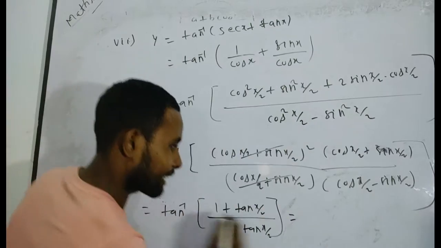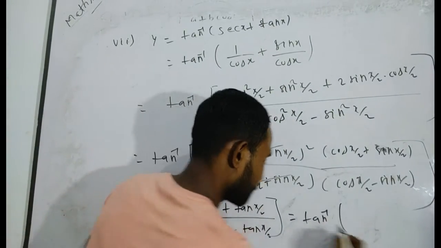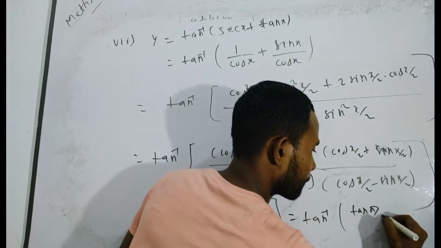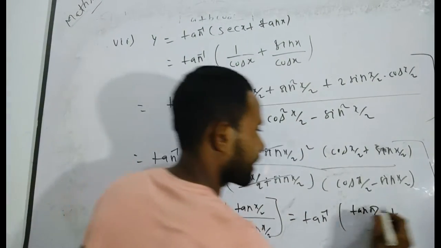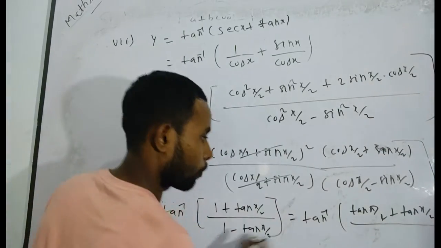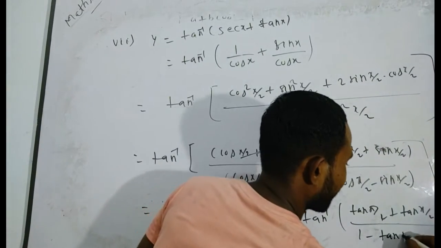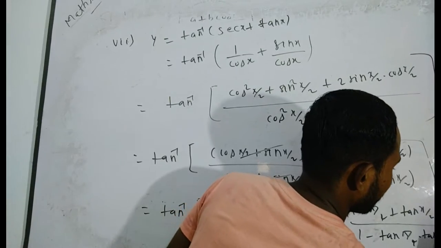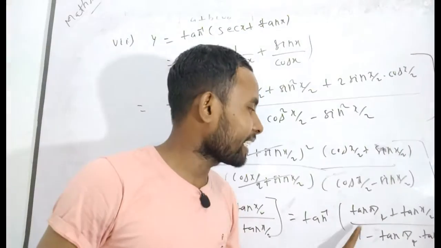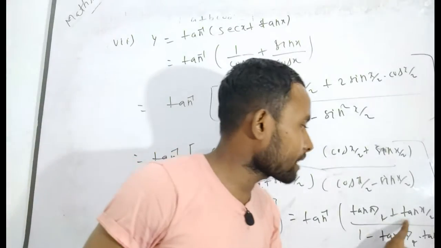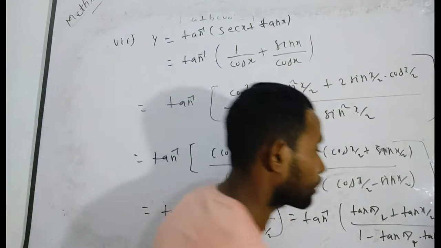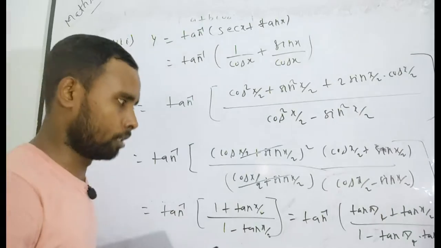And as you know that, can you write here tan inverse 1 is equal to what? Can you write here pi by 4 plus, what is this? This is tan x by 2 divided by, what is this? 1 minus tan pi by 4 into tan x by 2. See here, I have written tan inverse of tan pi by 4 plus tan x by 2 divided by 1 minus tan pi by 4 into tan x by 2 in a multiplication.